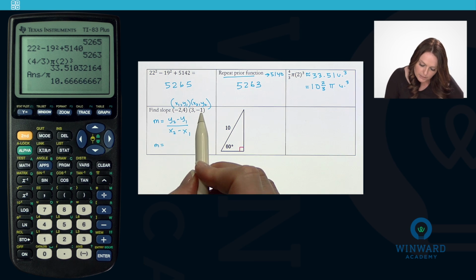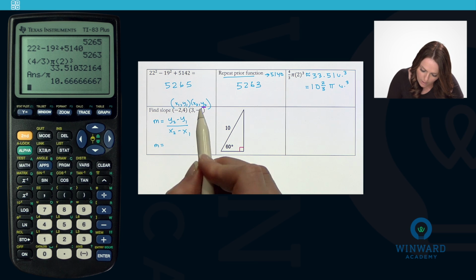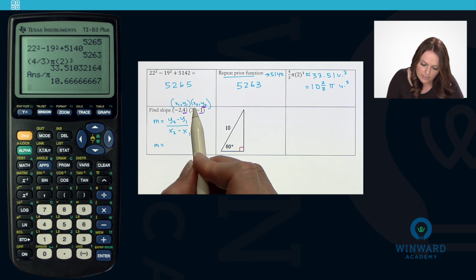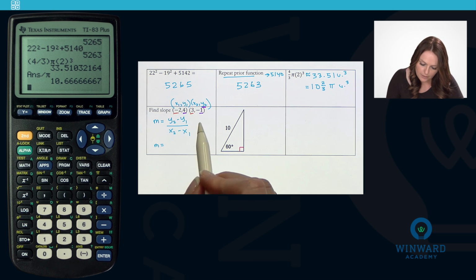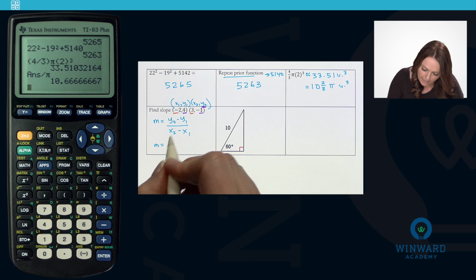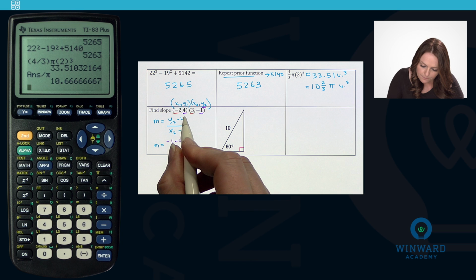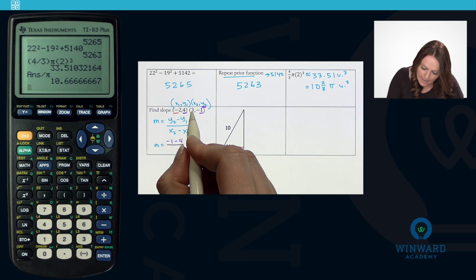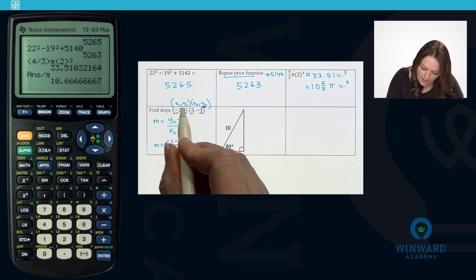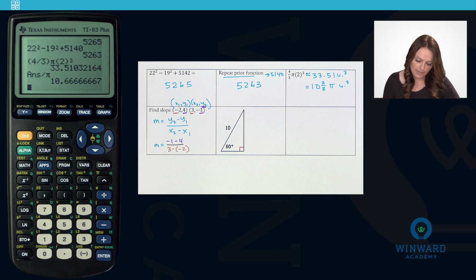We will do y2 minus y1. So what I'm going to do here, I'm going to underline the y's, and then I'm going to underline the x's because I just want to make sure that we're really, really clear. So we're going to do y2 minus y1, which is negative 1 minus 4, divided by, now I'm going to do the difference in my x's, x2, which is 3, minus negative 2. So be very careful when you have a minus minus.